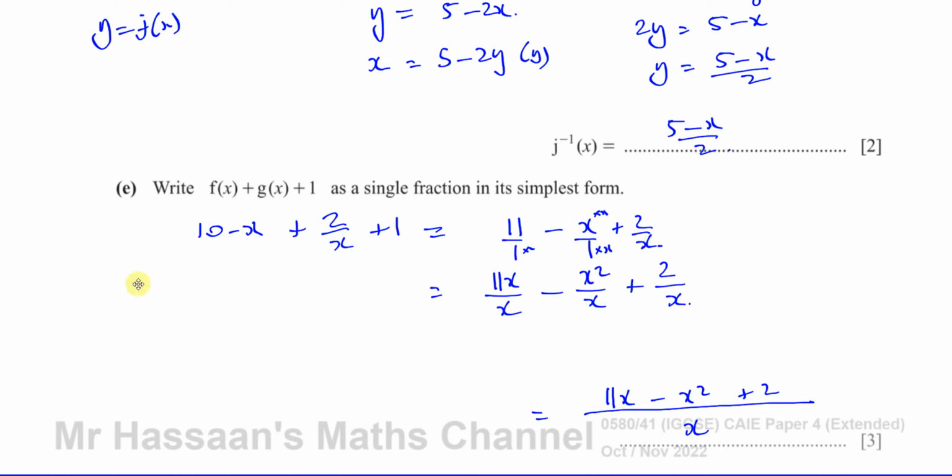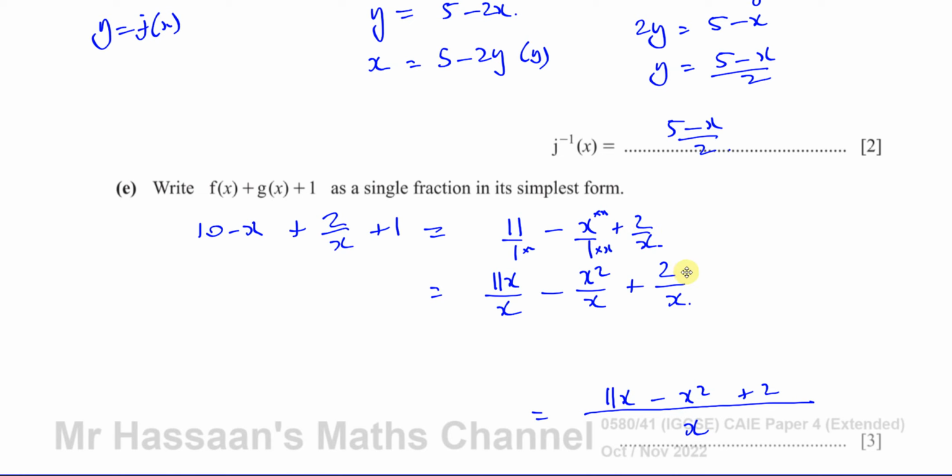You don't multiply everything by x. Some people will multiply everything by x, and then they'll end up with 11x minus x squared plus 2x, or something like that. Okay, and that's not correct.